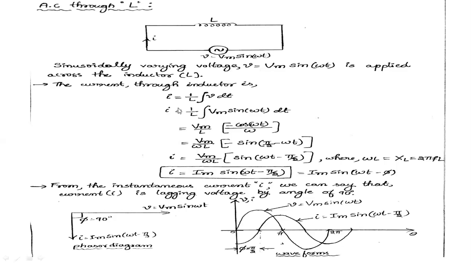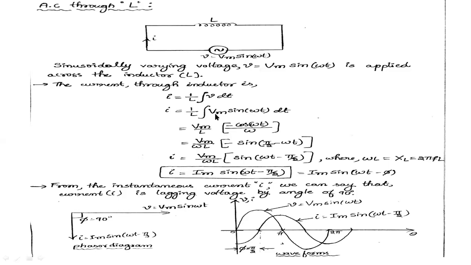The current through the inductor is given by I equals 1 by L integral of V dt. What is meant by V? V here is the applied voltage, the AC voltage, V equals Vm sin omega t. I am going to substitute here: I equals 1 by L integral of Vm sin omega t dt.